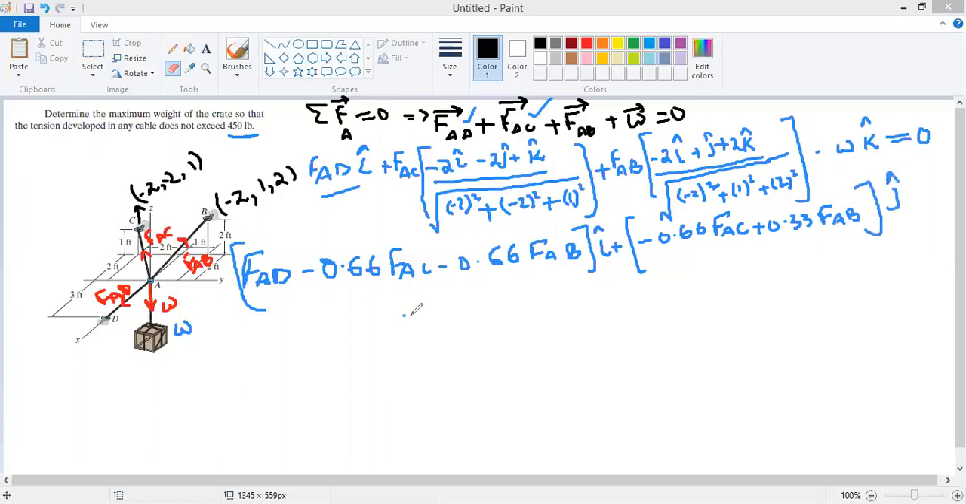And the last one we have, plus the last component we have along k cap. This component of FAC is along k, so it will be 1 divided by this much, that is 3, that is 0.33 FAC, and we have this component along this, that is 2 divided by 3, that is plus 0.66. I'm writing up to 2 decimal places only, 0.66 FAB, and we have the last component, that is minus W, and these forces are acting along the Z axis. So we'll write this as k cap, this has to be equal to 0.